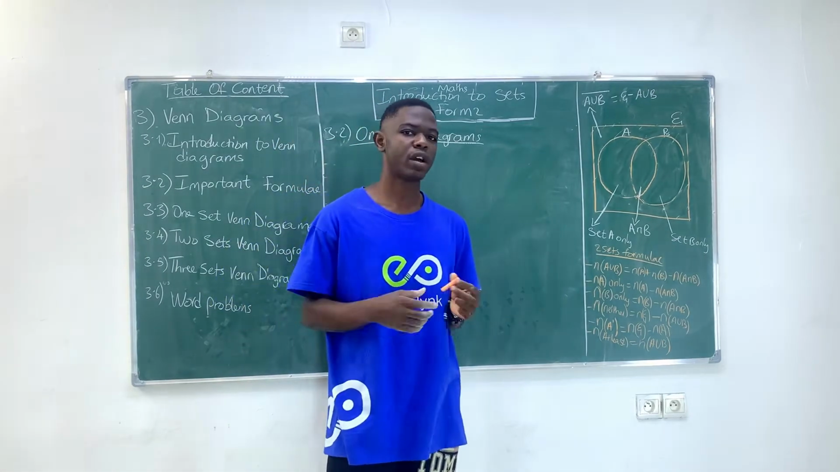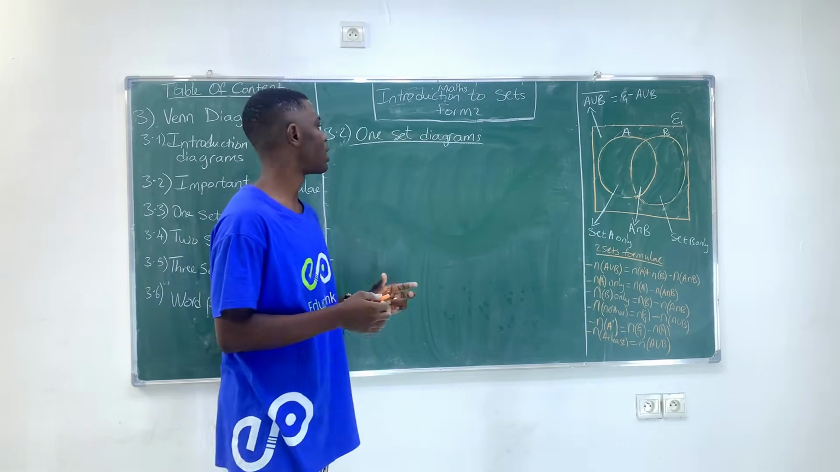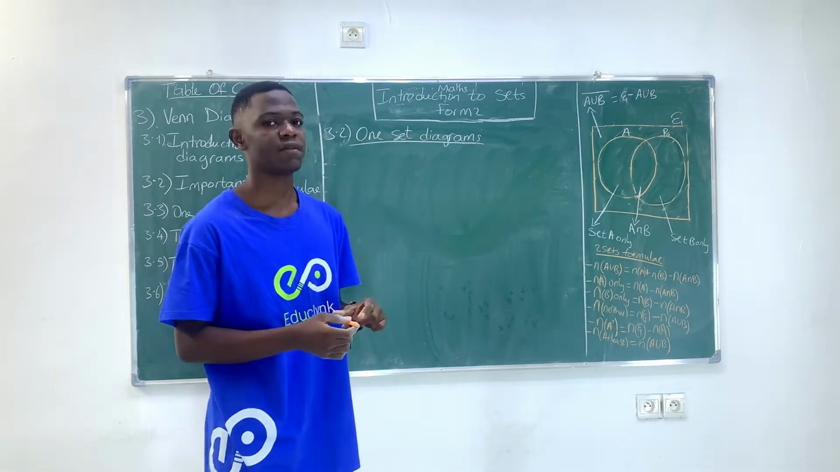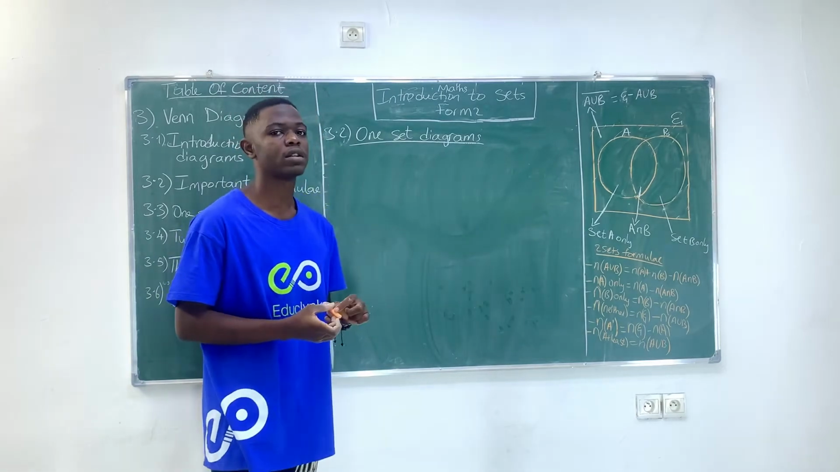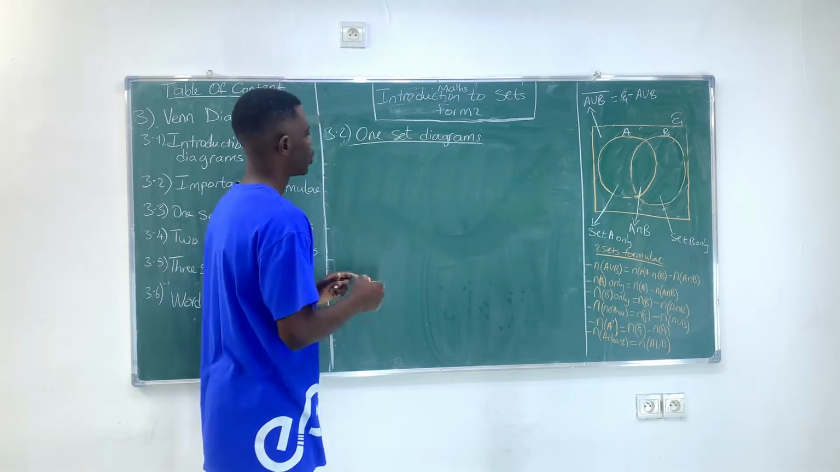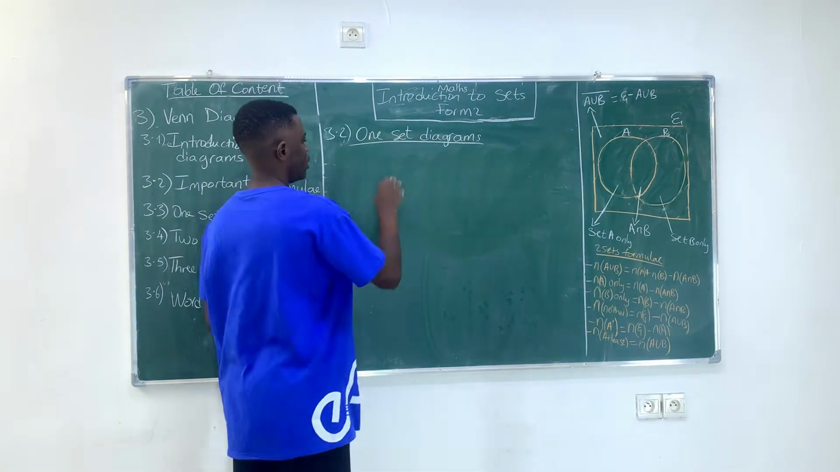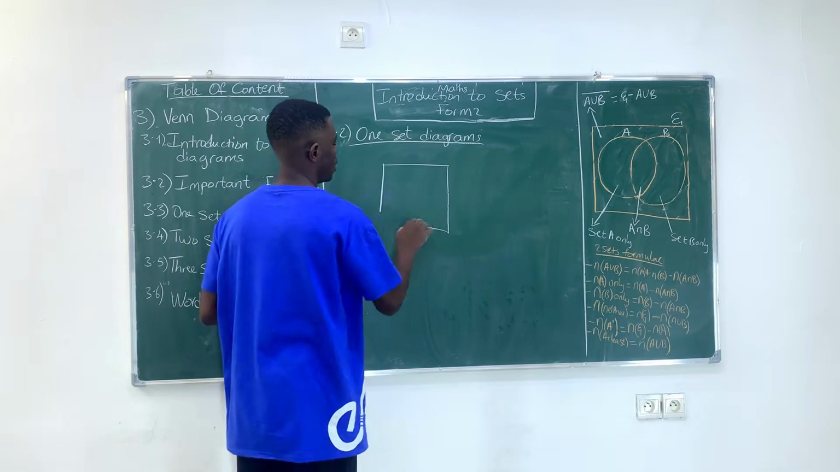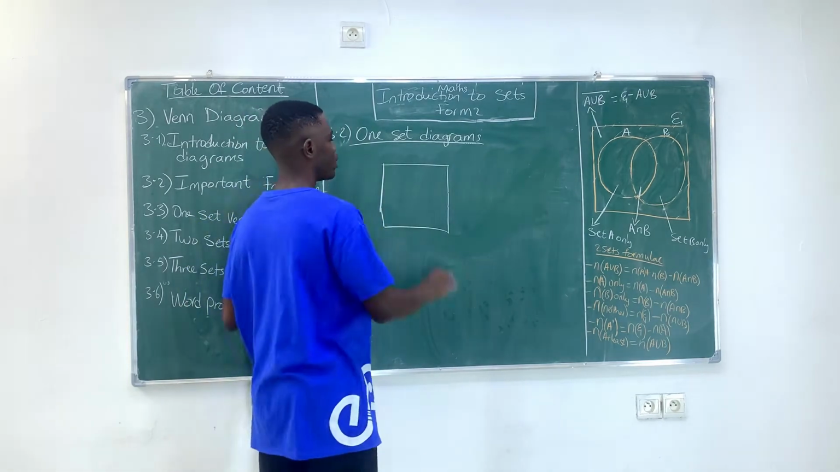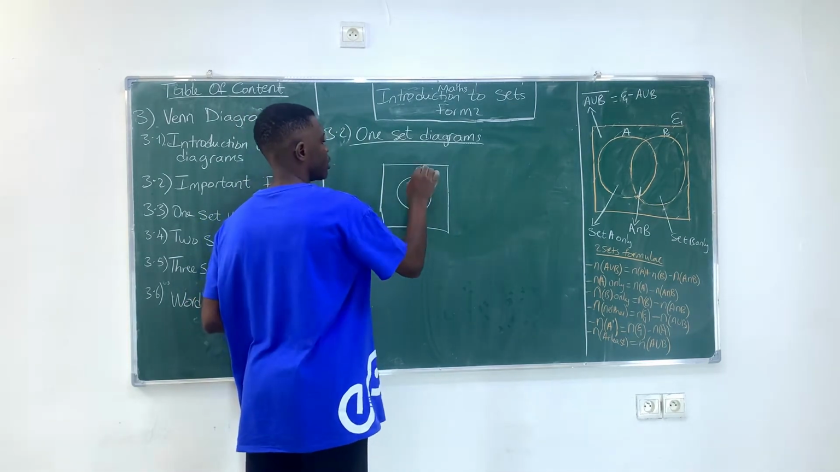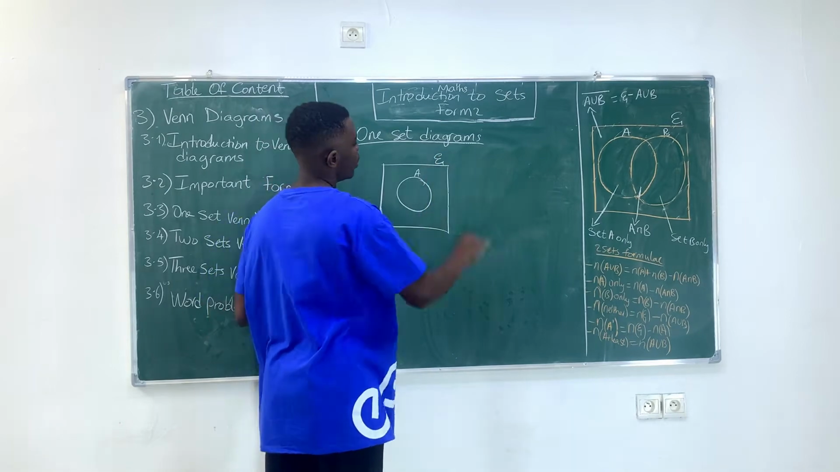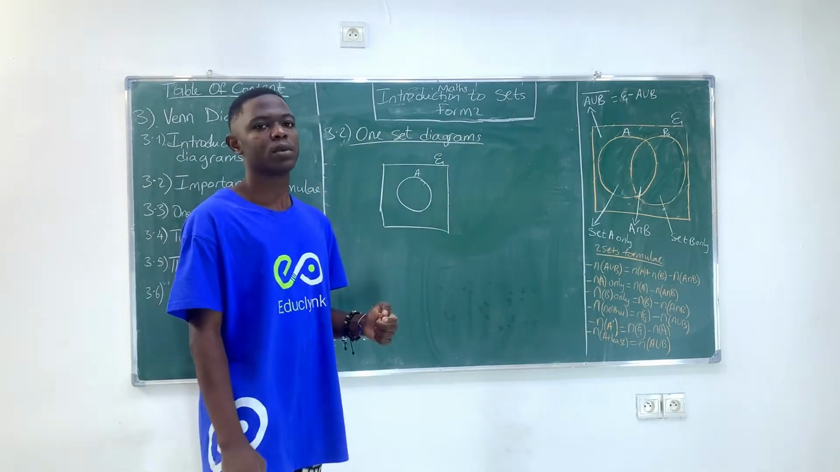So what is a one-set Venn diagram? It is a Venn diagram, as its name implies, which has just one set. So what is it going to look like? I'm going to have a square or rectangle, and we have one circle for set A, and also we have our universal set.